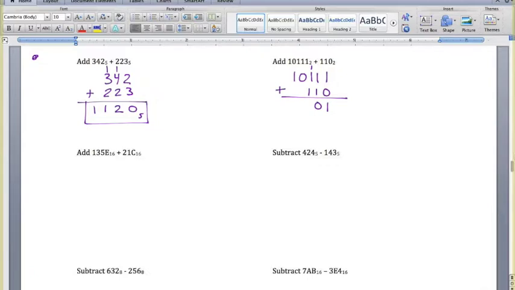Now when I add up 1, 1, 1, I get 3, but I can't write a 3. So how many 2s are there in 3? 1, so we carry over 1 with how many left over? 1. Then 1 plus 0 is 1, and then we just carry down that last one.